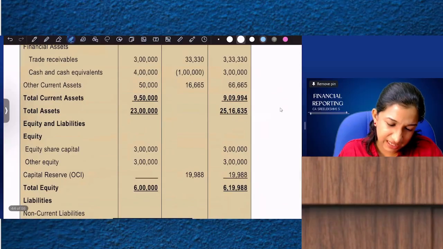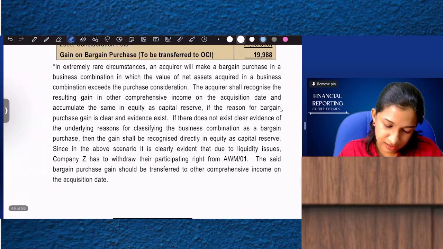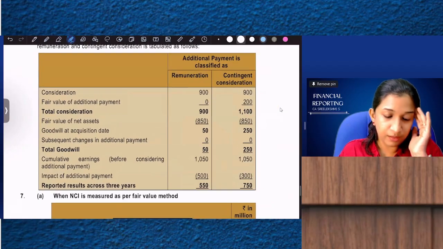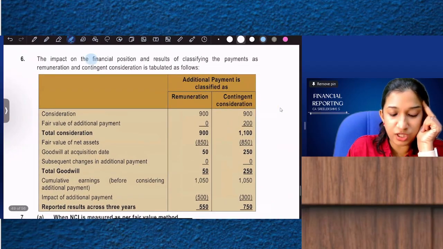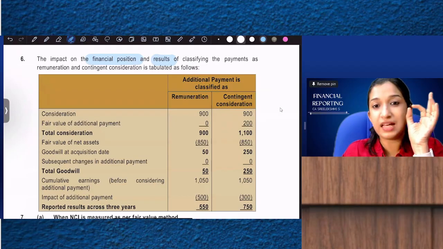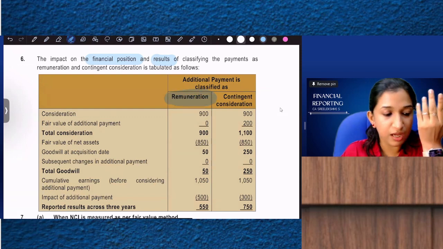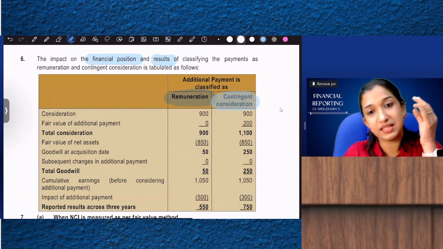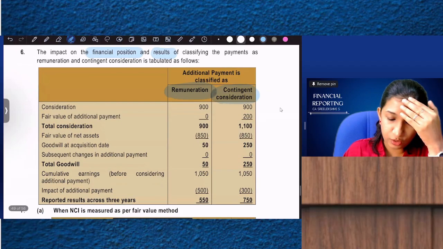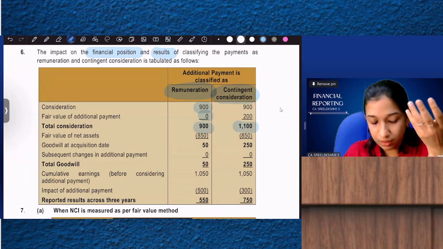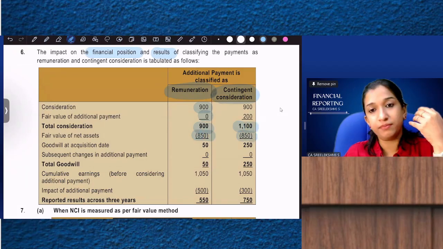Question number 6. The impact on financial position and results of classifying the payment as remuneration or contingent consideration: additional payment classified as remuneration, additional payment classified as contingent consideration. If remuneration, then PC is only 900. If contingent consideration, PC is more. Net assets remain the same.